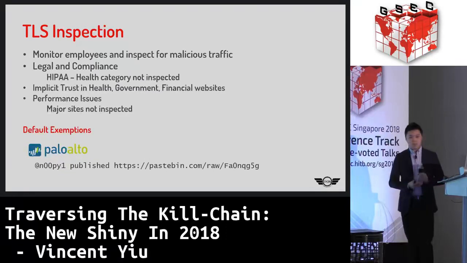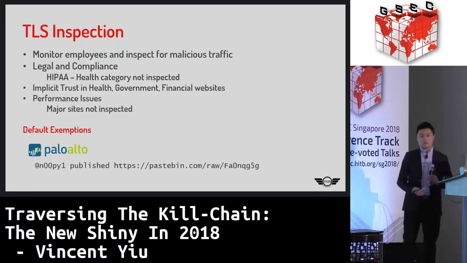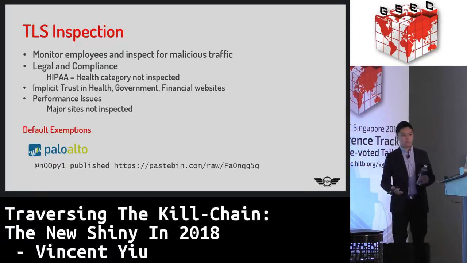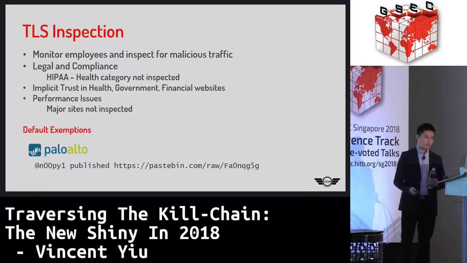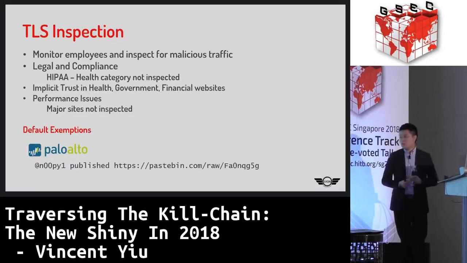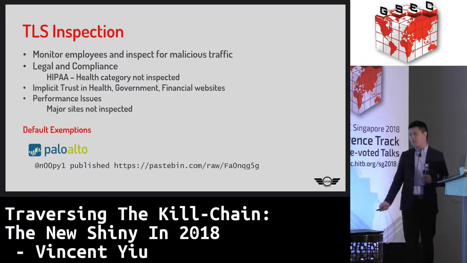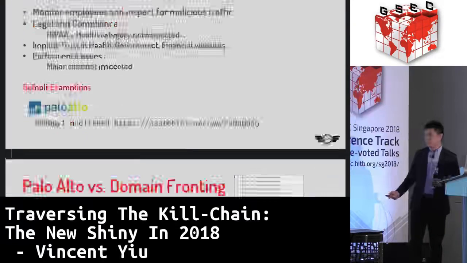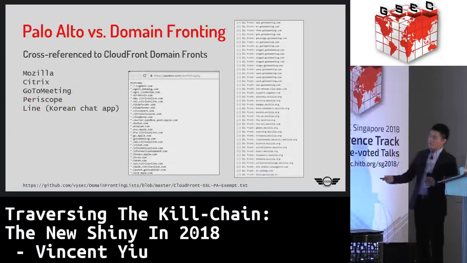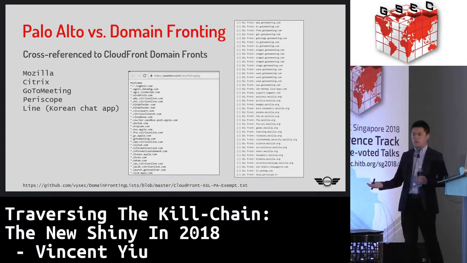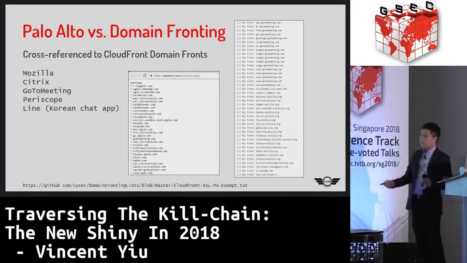And in terms of performance issues, more regularly accessed websites like Google or Mozilla, etc., might not be intercepted or logged due to it's going to use a lot of space, basically. And NewP1 published quite recently on Twitter a default exemptions list for Palo Alto. And we'll see how this is useful in the next slide. So here on the left is a list that he's published on Pastebin. It's the default exemptions list that comes with a Palo Alto web gateway.